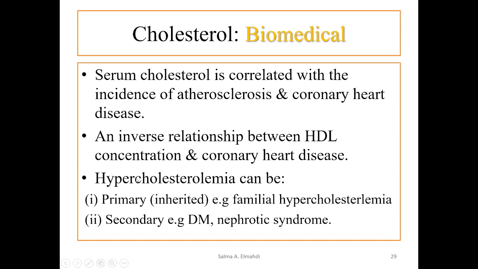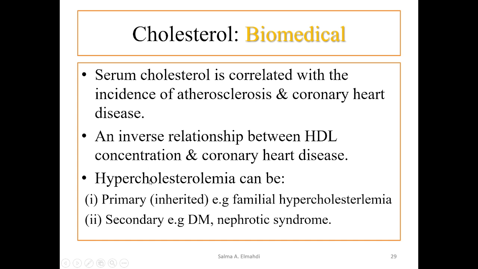There is an inverse relationship between HDL concentration and coronary heart disease. That is why HDL is called the good cholesterol, while LDL, because its level is directly related to incidence of atherosclerosis and ischemic heart disease, is called the bad cholesterol.